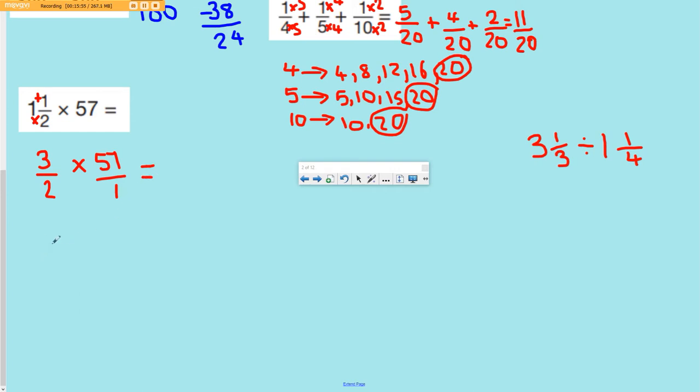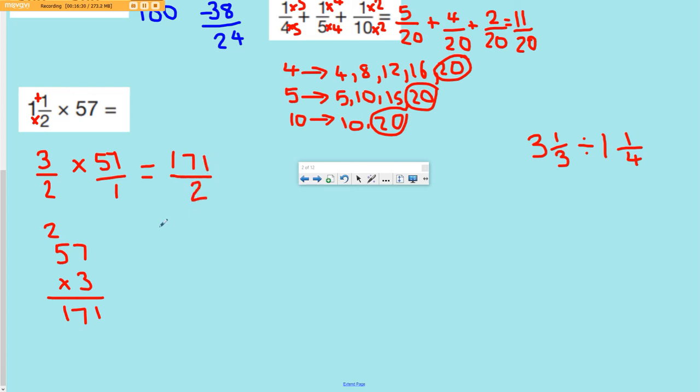So we're going to times these two, and then times those two. I know in primary school you do long multiplication, so I take it that you're going to know what to do. So we're going to times by 3 there. 3 sevens is 21, carry 2. 3 times 5 is 15, plus 2 is 17. So we get 171 upon 2.